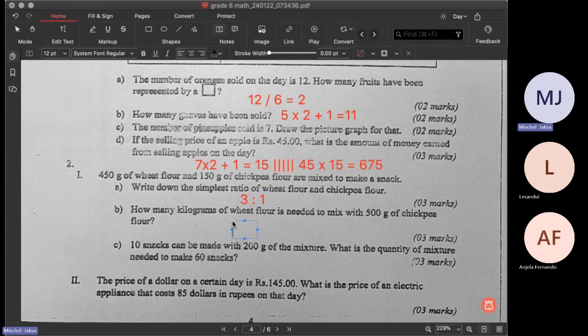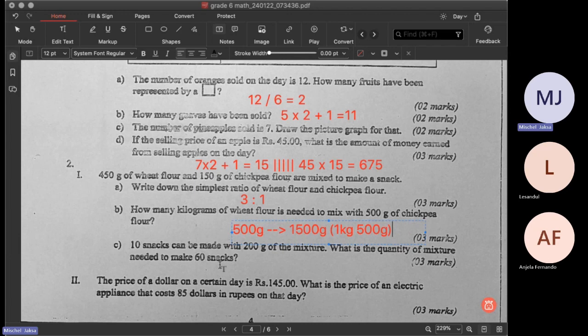Next one. How many kilograms of wheat is needed to mix with 500 gram of chickpea flour? Okay, now we know the ratio. Now they are saying 500 grams of chickpea is taken. Now they are asking us to find how many kilograms of wheat flour is needed. So if it is 500, what is the amount of wheat flour needed? We have to multiply 500 with 3. So we get 1500 grams, or else you can also write it as 1 kilogram and 500 grams.